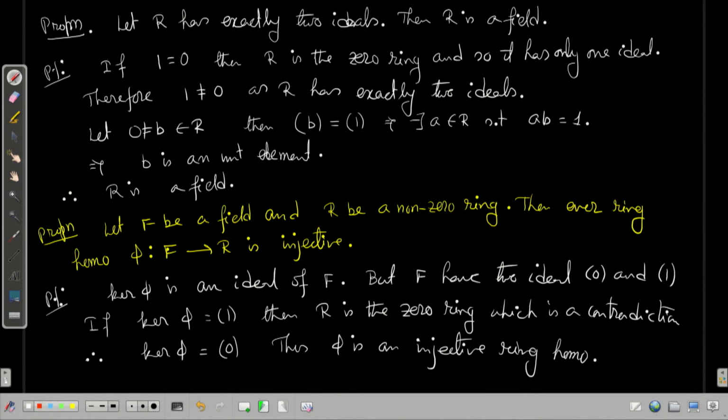Now, next time we will be discussing what the structure of the ideals in the ring of integers looks like, or how the structure of the ideals in the polynomial ring over a field looks.